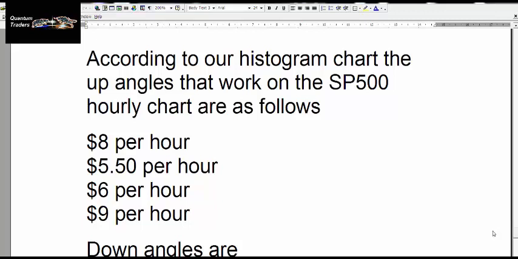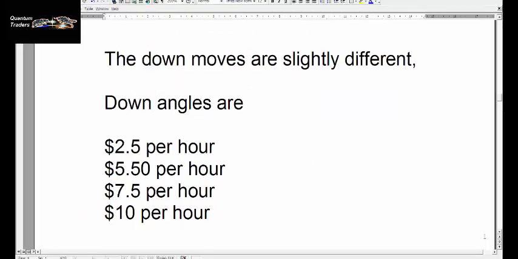We have $8 per hour, $5.50 per hour, $6 per hour, or $9 per hour. The down moves are slightly different. Down angles are $2.50 per hour, $5.50 per hour, $7.50 per hour, and $10 per hour. Gann never said that down angles and up angles were different, but we've mathematically proved that the market moves differently in up and down moves.